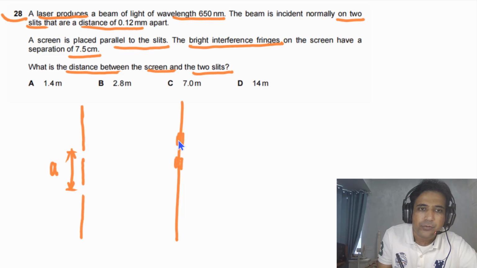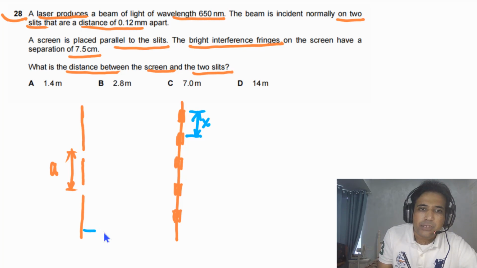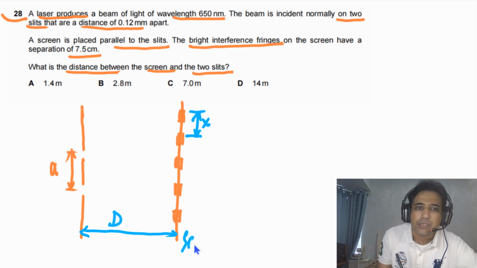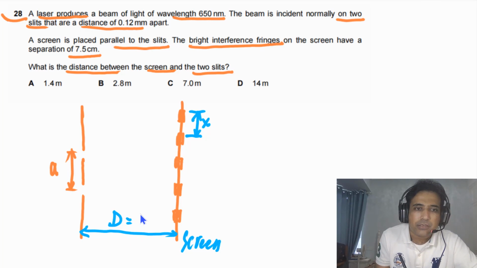Then we have the first order bright fringe, second order bright fringe, and also here we have first order and we have second order. We also need to understand in this case the distance between any two bright fringes. So let's say this one, between any two bright fringes is X. And we can say the distance between the screen and the slits is D. So this one is over screen. We have to find out D in this case.